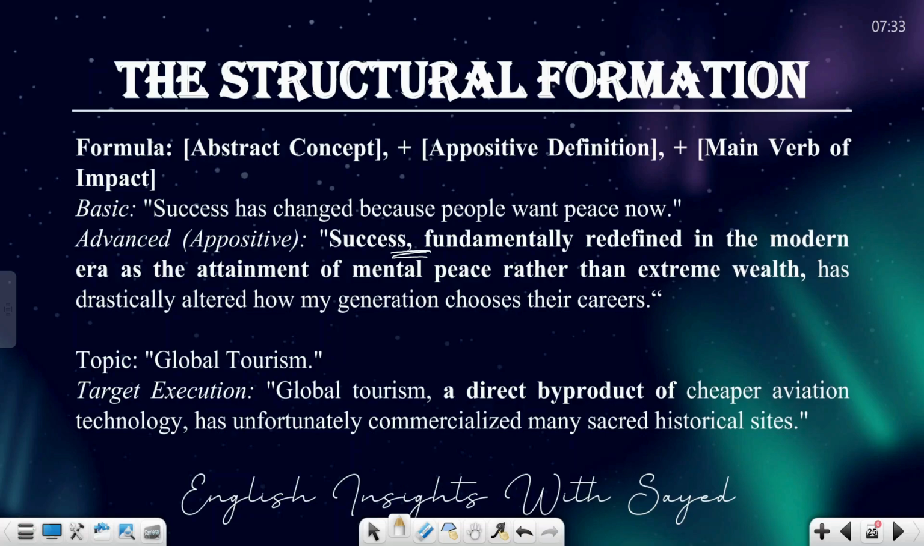Okay. So how could you make it? By making the appositive definition. The definition, you are telling it. You are defining it. Success, fundamentally redefined in the modern era as the attainment of mental peace rather than extreme wealth, has drastically altered how my generation chooses their careers.